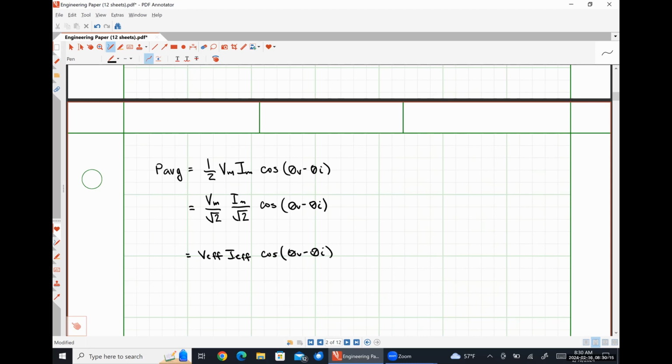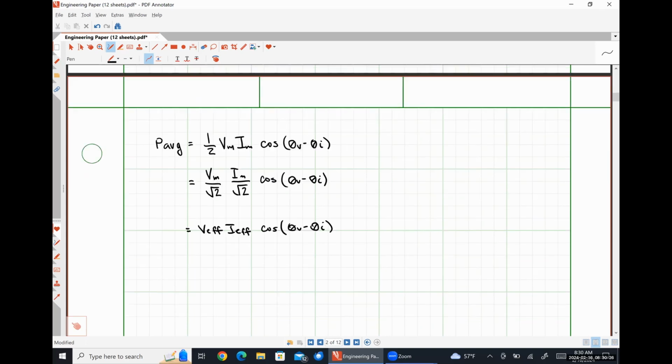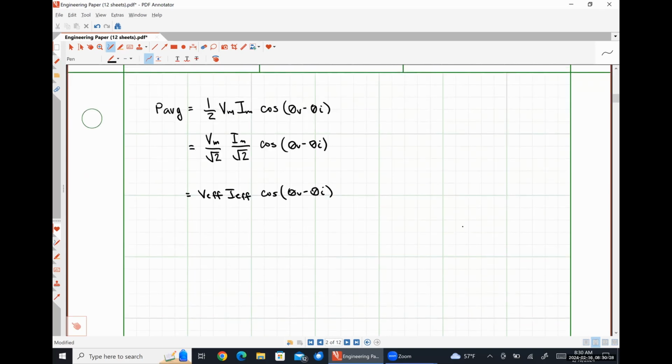Somebody much, much smarter than me noticed that this is technically the real part of a complex number. Okay. So now let's talk about complex power.